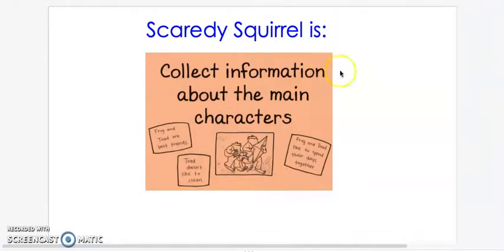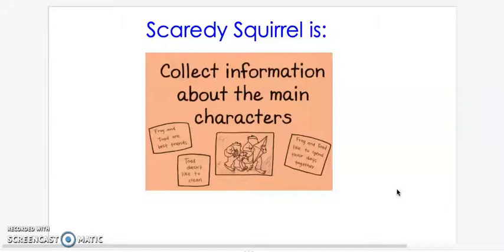So I just wanted to show you some things real quick before I tell you what to actually do for writing. Really good writers, when they're writing about a book, particularly an opinion piece about a book, one thing they do really well is collect information about the main characters. In our story, it was Scardey Squirrel. In the example that's given here, it's Frog and Toad. I don't know if any of you have ever read that story before, but they're the example for this little chart here.